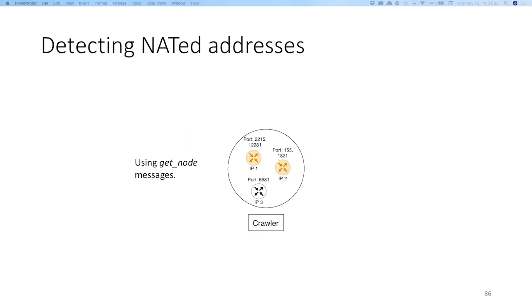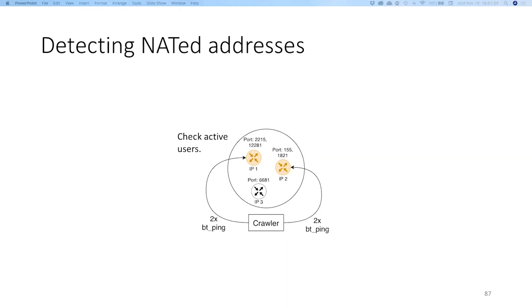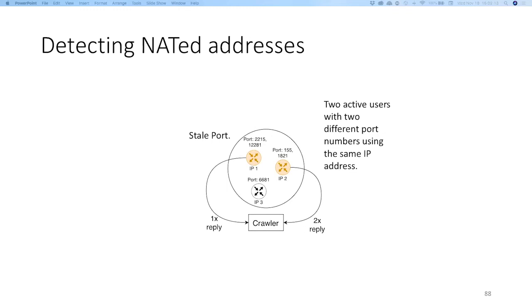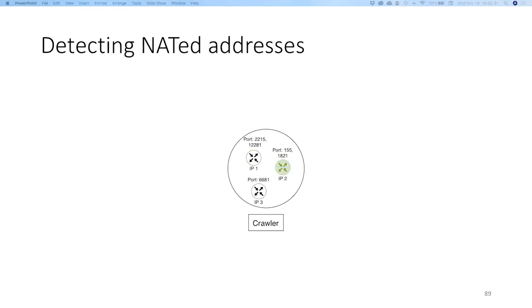So in order to verify if the same IP address is used by multiple users, the crawler uses the BitTorrent ping message to verify if they are active at that particular point or not. In this example, the crawler sends two BitTorrent ping messages to IP1 and IP2, one for each port, and waits for the response. And we see that the crawler gets only one reply from IP1, indicating that there's only one active user for that particular IP address, and gets two replies from IP2, potentially saying that there are two active BitTorrent users who are using the same IP address at the same time. So the crawler identifies IP2 as a NATed address.